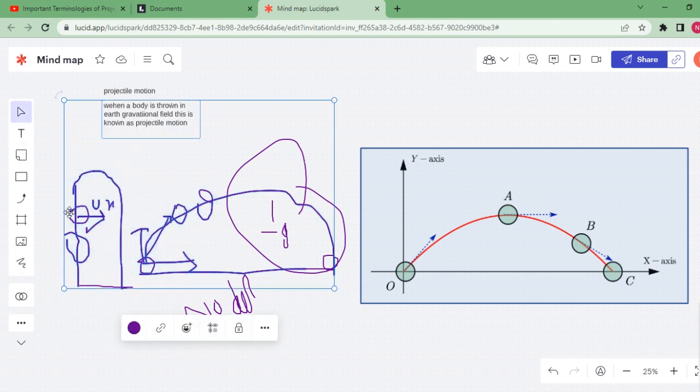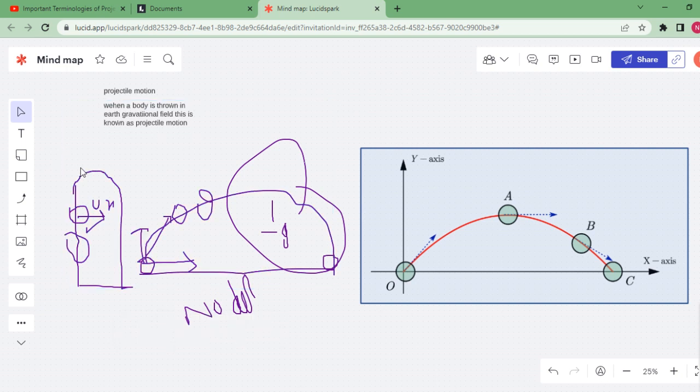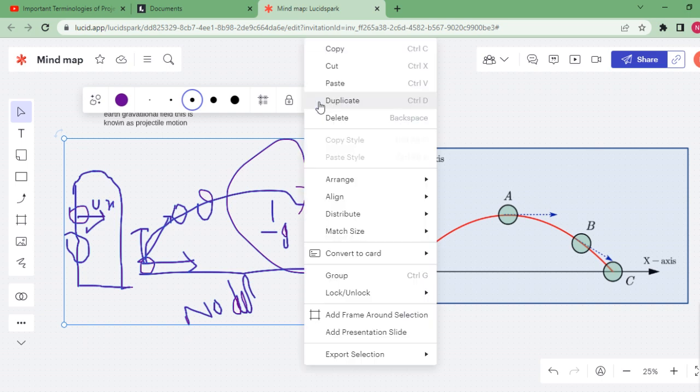So let me raise it. I think it's no more needed to explain, right? Okay. Let's go.